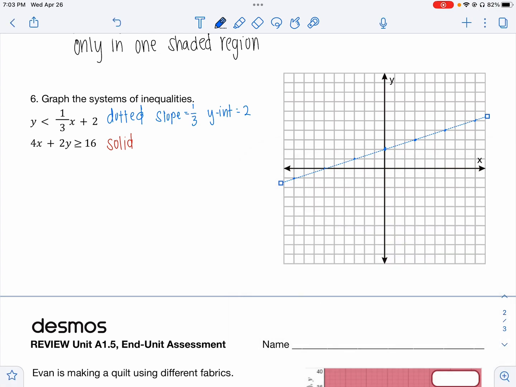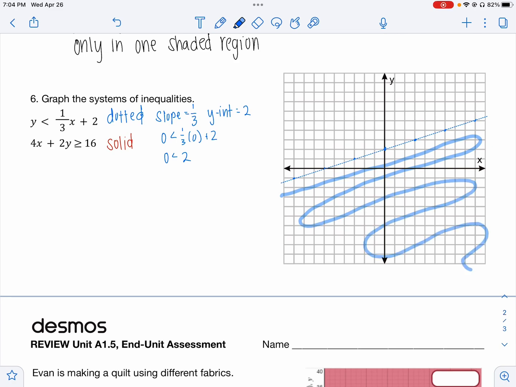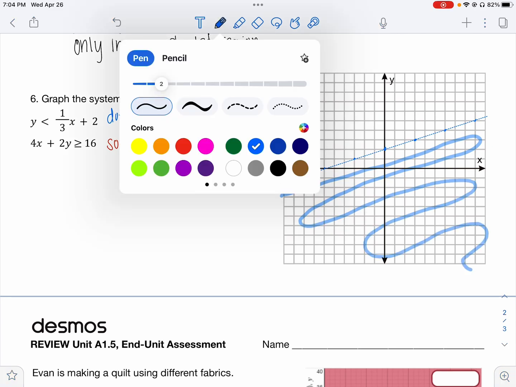Okay, and testing which side of it to shade. I like to plug in the point 0, 0, or you can plug in any point. So if you plug in 0 is less than 1/3 times 0 plus 2, we have 0 is less than 2, which is true. So that means that anything on the 0, 0 side of this is going to be correct. I am going to highlight that. I'll just do it like that for now.